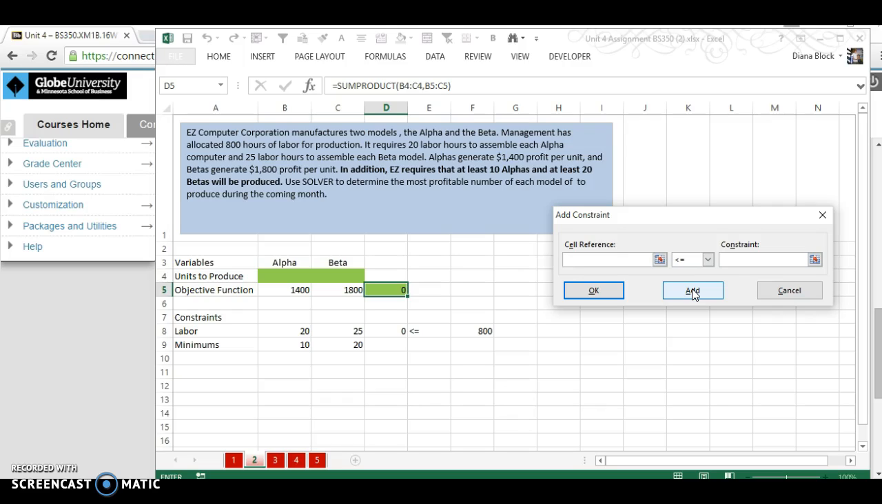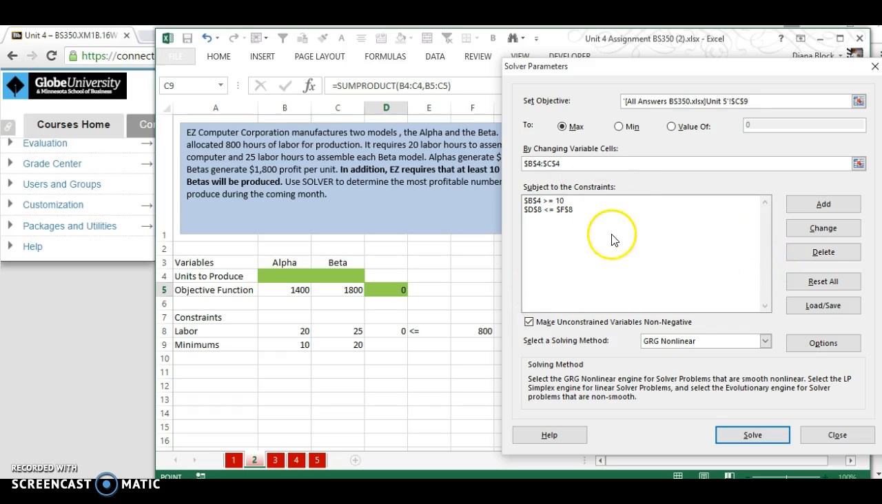Now, my other constraint is that there needs to be at least 10 alphas. So here's how I'm going to do that. The number of alpha products that I'm going to make is going to end up here. So what I'm telling Excel is that this number needs to be greater than or equal to 10. I'm just going to tell solver that. So whatever you come up with for alphas, it needs to be at least 10 of those. And I'm going to add that constraint. Then I'm going to say for betas, Excel, however many betas you come up with for me, it needs to be greater than or equal to 20.